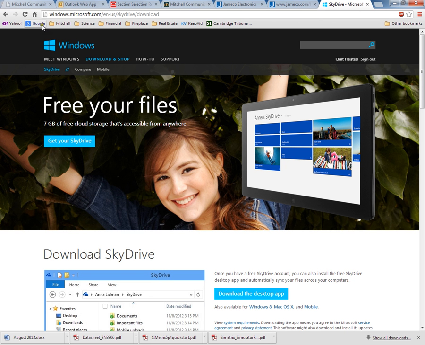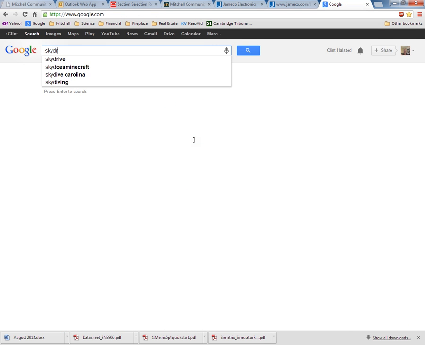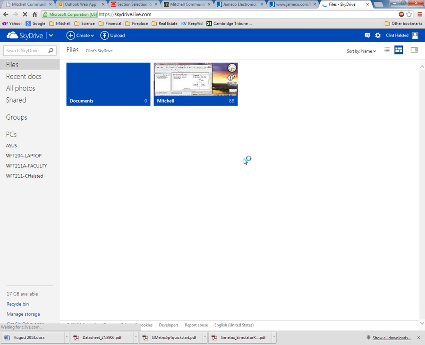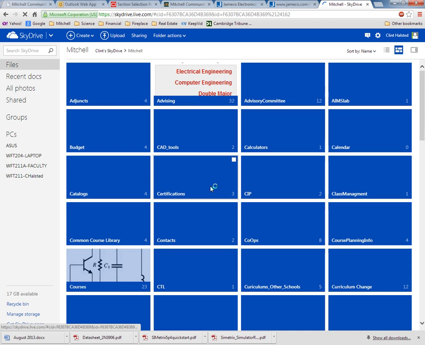For example, if I just type SkyDrive, you can do this from a projector PC at Mitchell, where you're locked out of most everything, but you can click on SkyDrive. It says access files from anywhere. You'll have to log on, but once you log on, you can see here that I have my documents. I have Mitchell. If I click there, then I have all my folders.